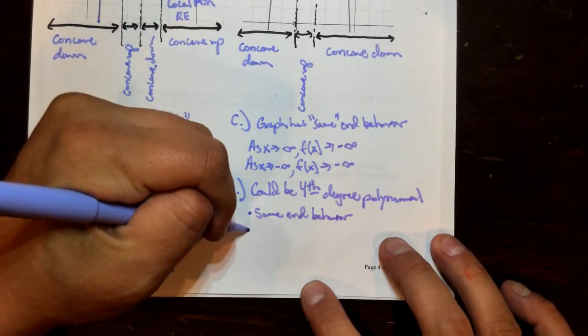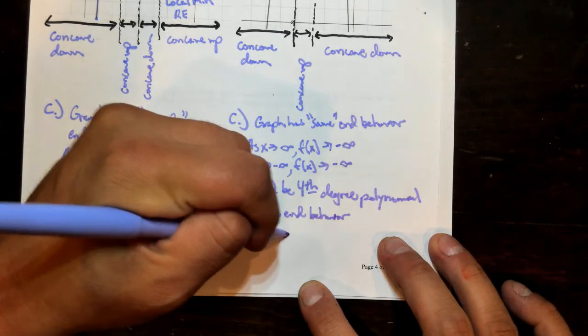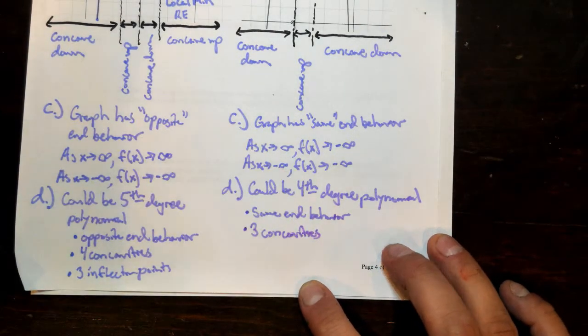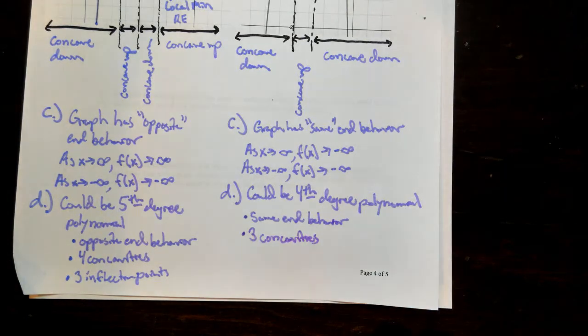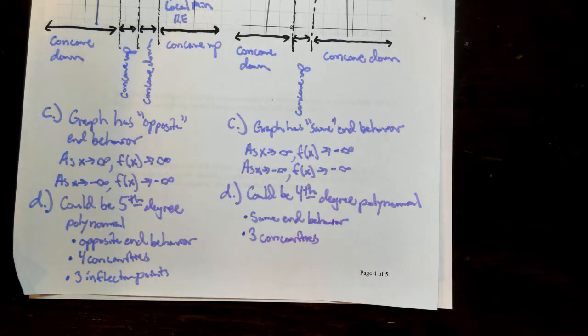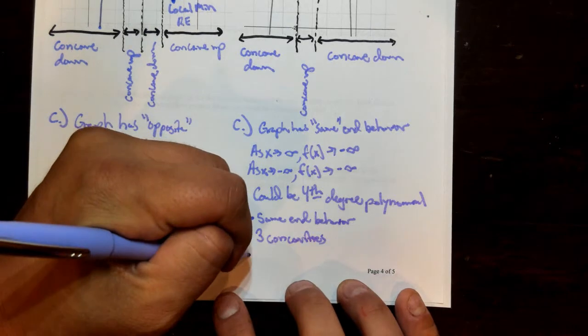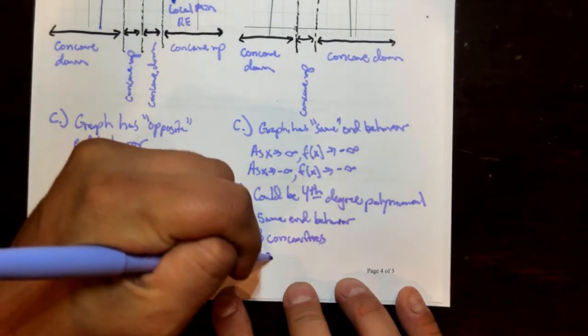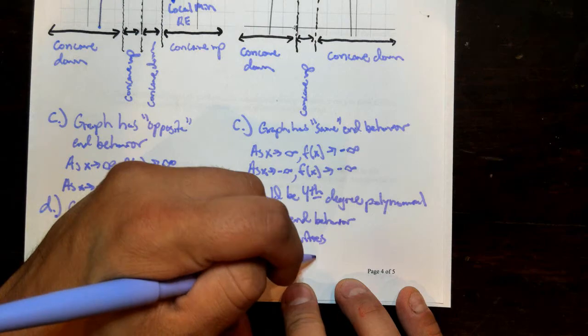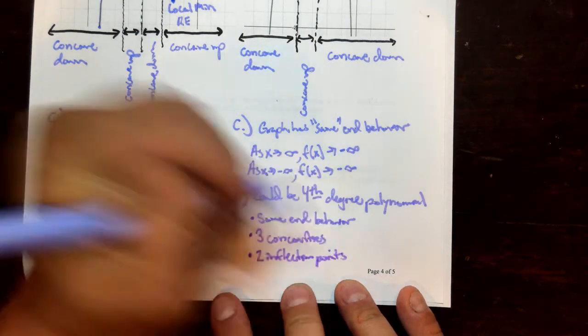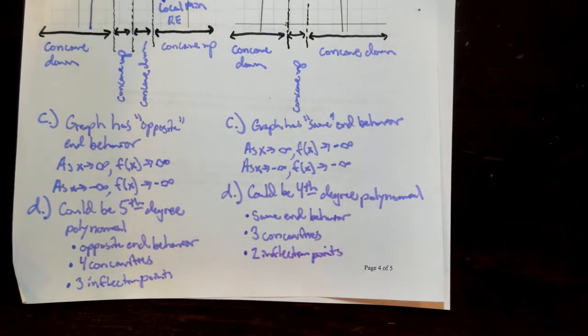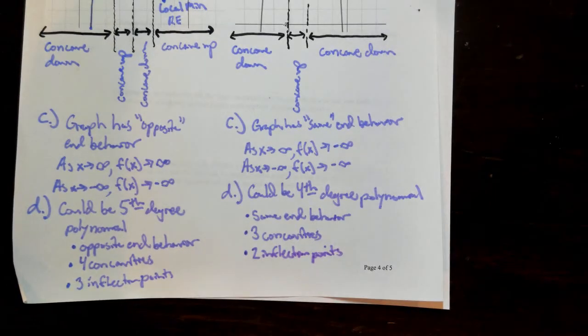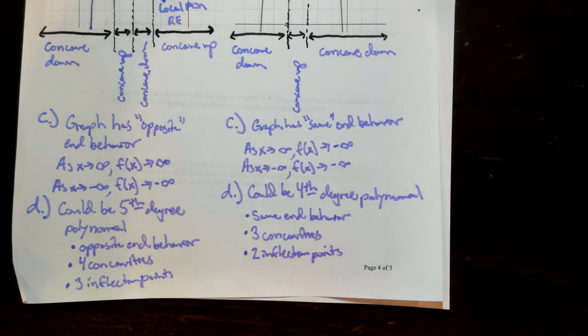And then in this case, there are 3 concavities. And remember what I said earlier about concavities. The number of concavities can't exceed 1 less than the degree of the polynomial. So because there are 3, that gives me the idea that it could be a 4th degree polynomial. And then finally, there are 2 inflection points. And as I said earlier, the inflection points can't exceed 2 less than the degree.